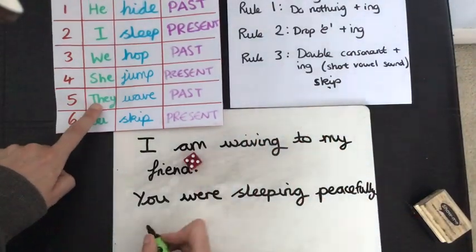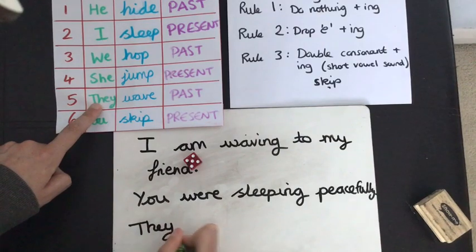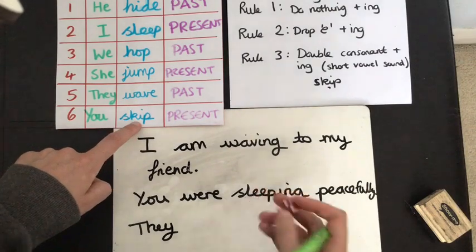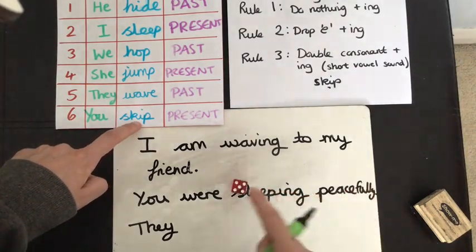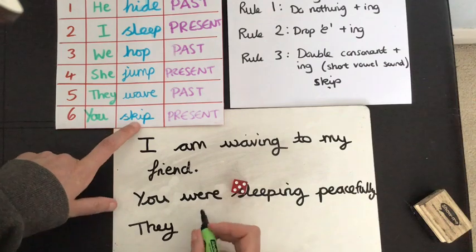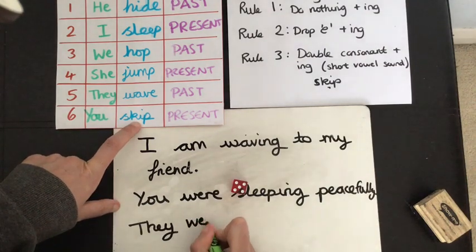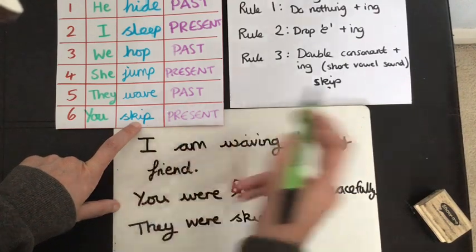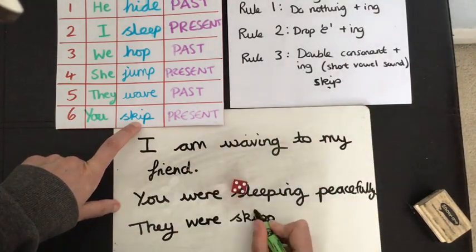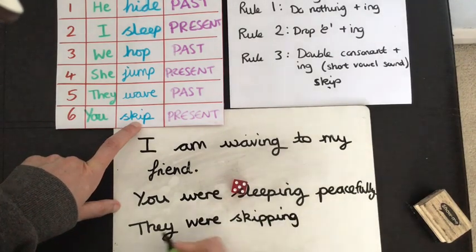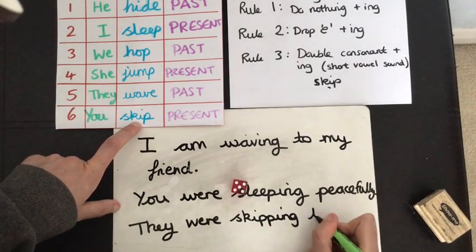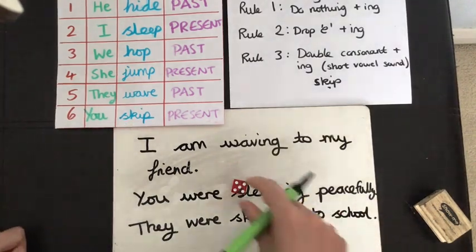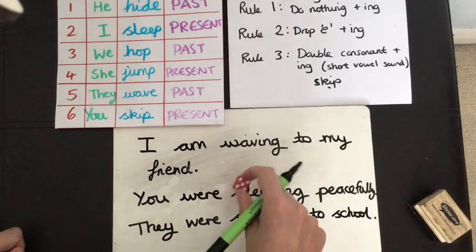Number 5, we're doing a they. We're going to be doing skip, and number 5, past. So they were skipping. Now skip again is that short vowel, so double my P, add my ing. They were skipping to school. They were skipping to school. So why don't you have a go at playing your game at home today?